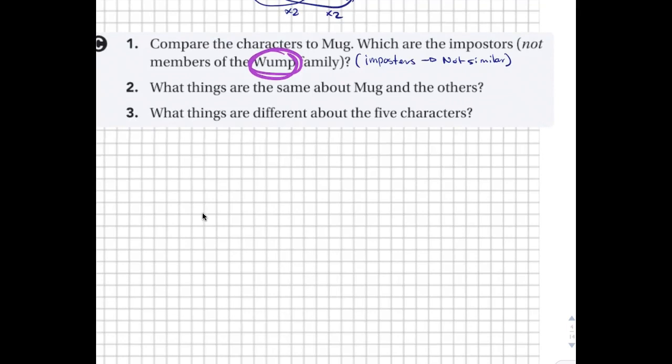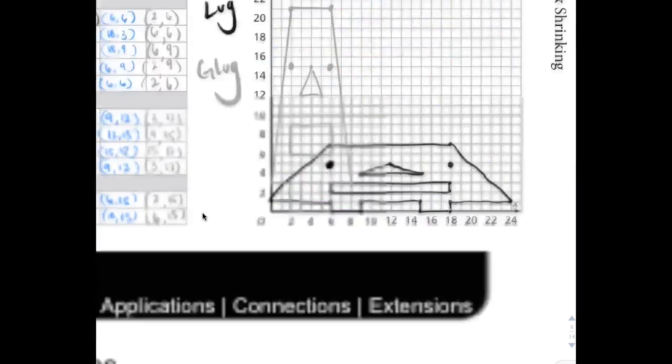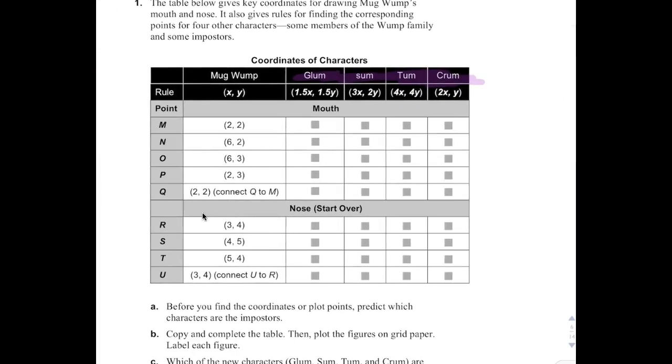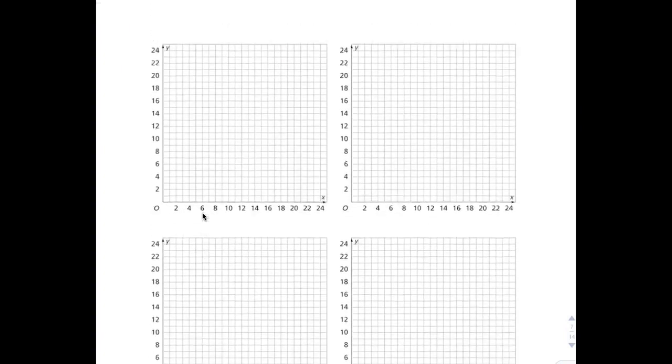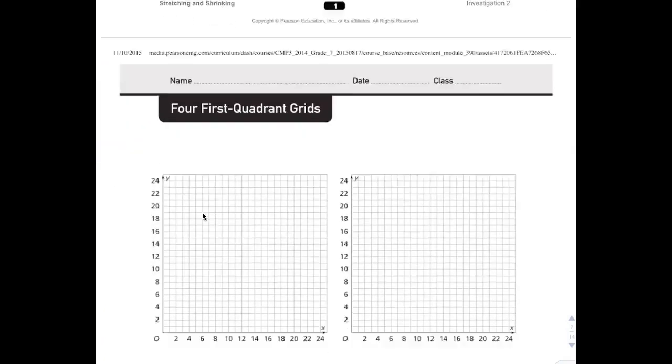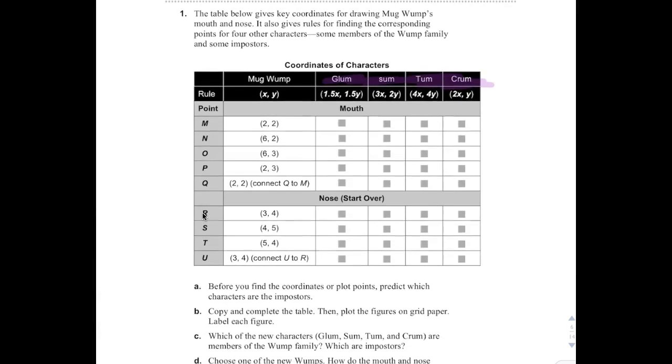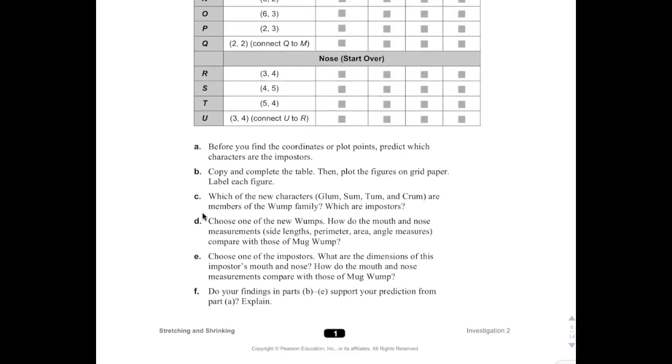You can go ahead and answer those on your own, and your homework will look like this, very similar to what we did today, but you have mug, glub, sum, tum, and crumb, and you're only making the mouth and the nose. You don't have to do the whole body. You can if you'd like to, but you don't have to. You're going to graph it on the back of your paper, which looks like this. There are 4 spaces for each one of them. Even though there are 5 characters, you don't have to graph mug if you don't want to. You answer these questions, you'll get to go. Homework doesn't take longer than 15 to 20 minutes. If you are good about doing your work in a timely manner, you should be done before class is over.